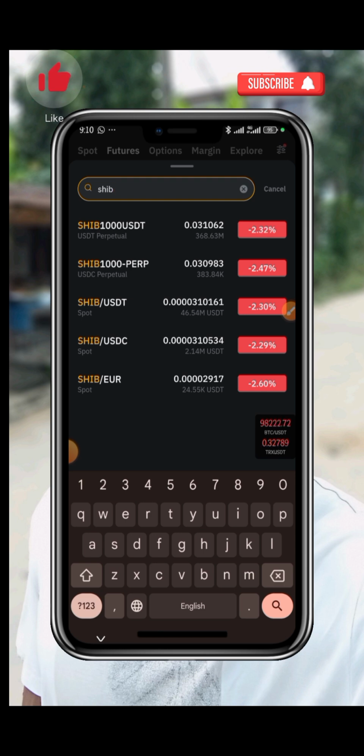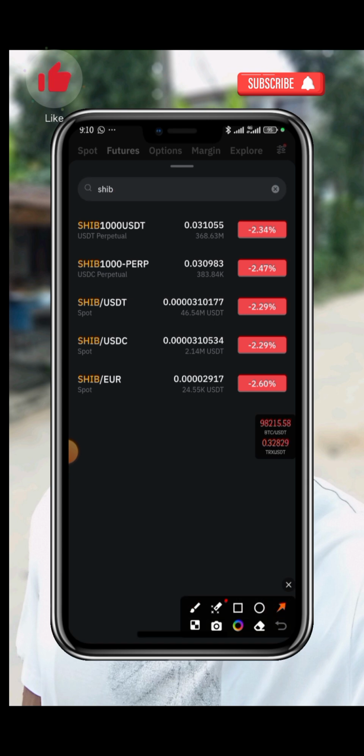Look at what I mean. If you look down there, please pay close attention. You can see that SHIB is spot trading. That's the normal SHIB you know. While this is SHIB USDT, this USDT is under perpetual.